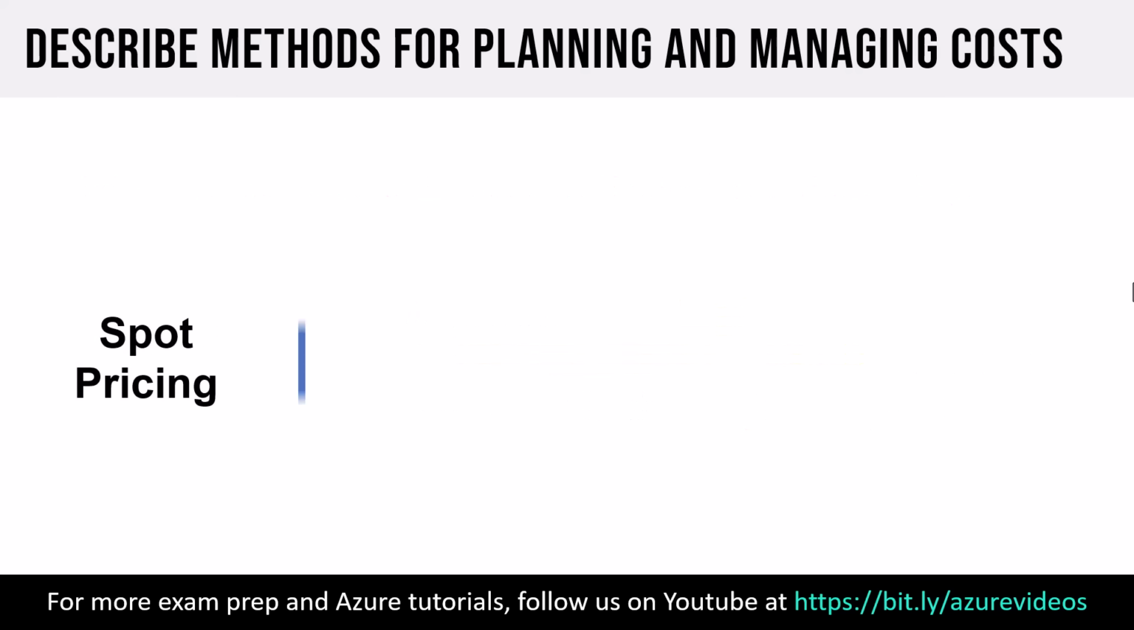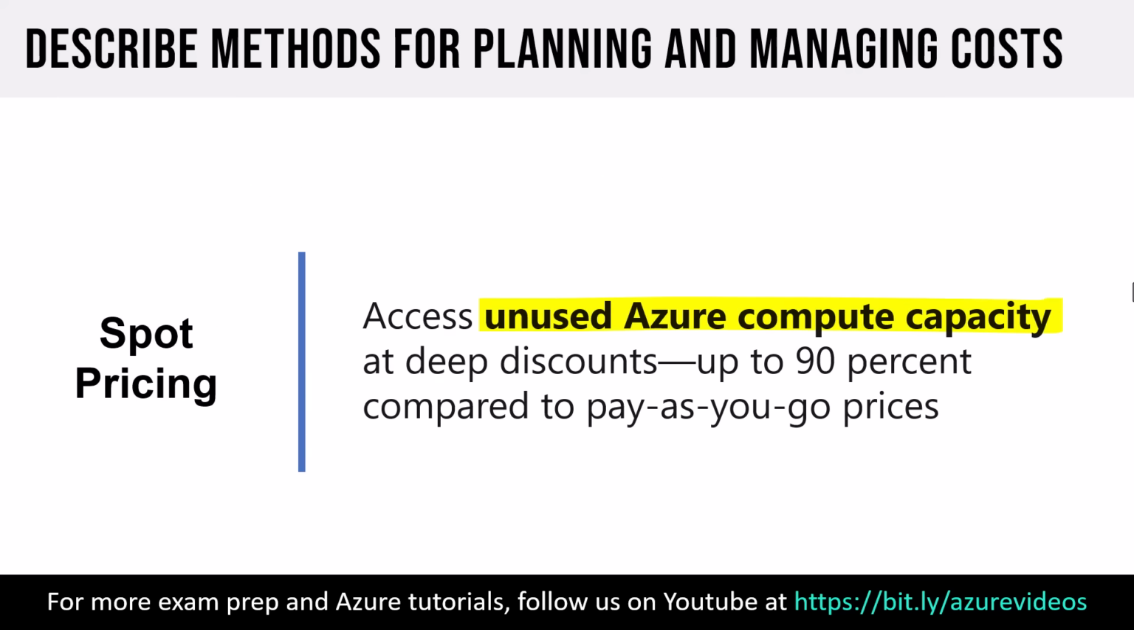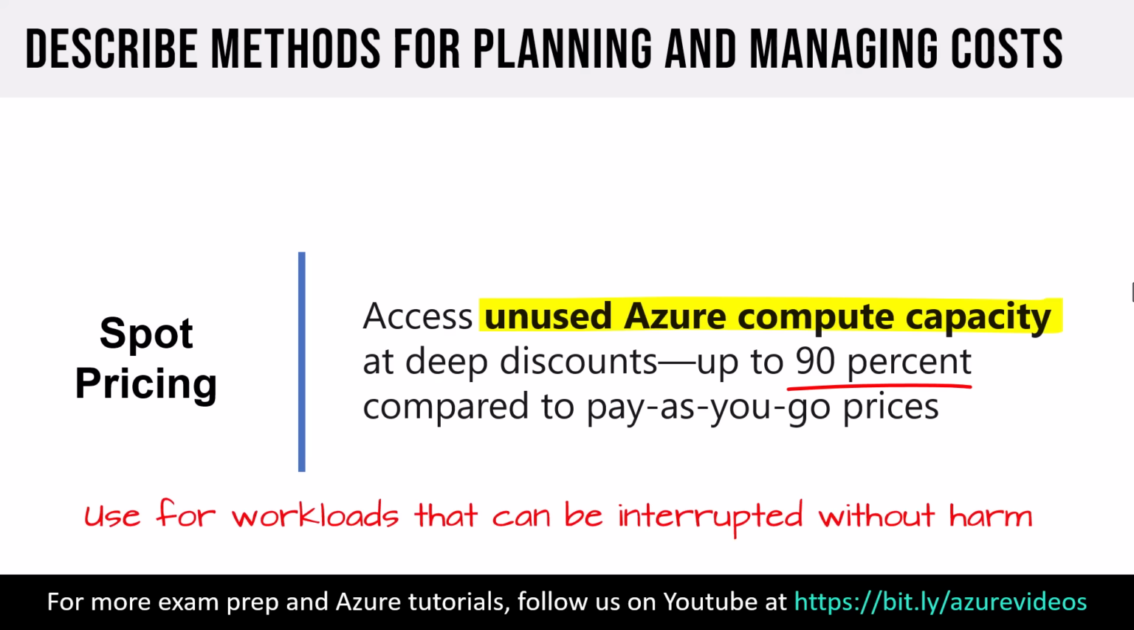And then we have, finally, the spot pricing, which gives us access to unused Azure compute capacity at deep discounts, up to 90%, compared to pay-as-you-go prices. But because it's leveraging unused Azure compute capacity, should that capacity become necessary for a production workload for someone paying for it, prepare to have your workload interrupted. So spot pricing is going to be great for workloads that can be interrupted without harm, non-mission critical work of any variety.